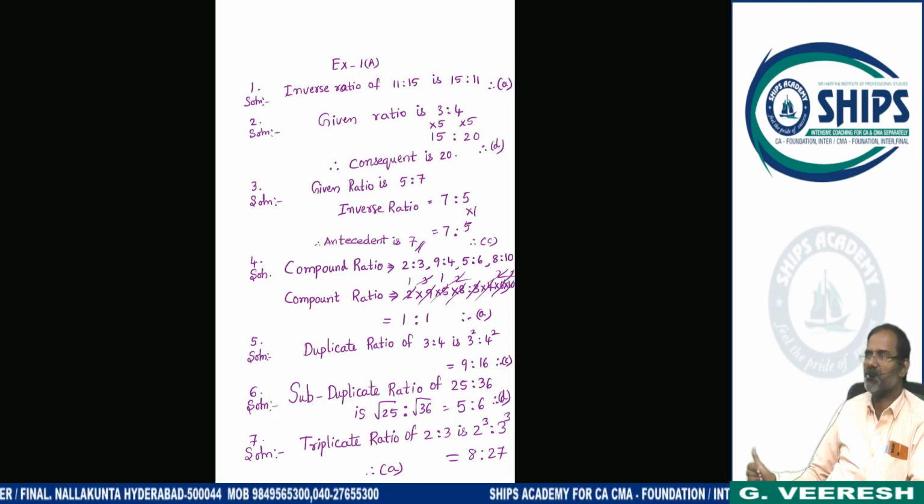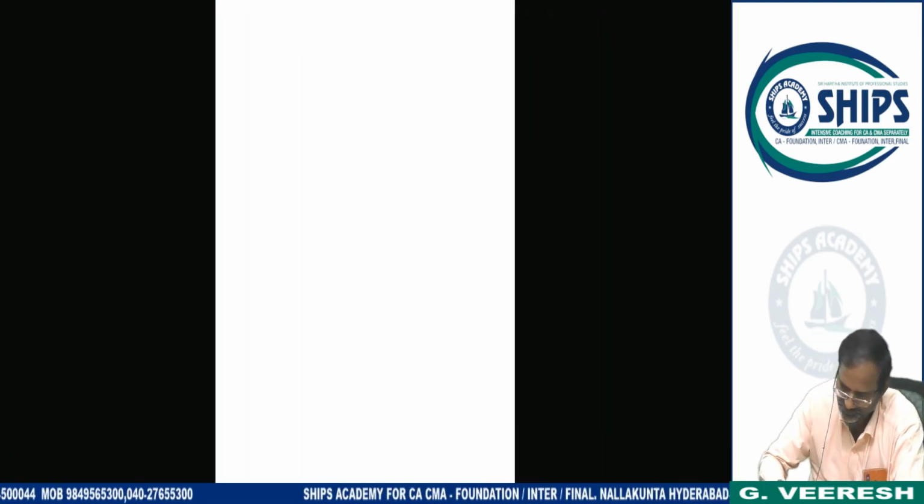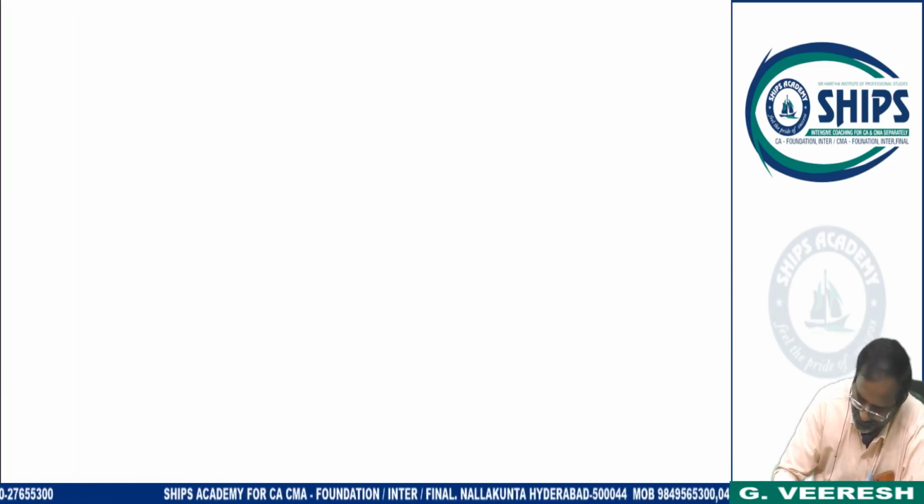Over 1 to 7, any doubts? Clear? Understood all of you? 1 to 7. We'll go for next page. Now 8th one.